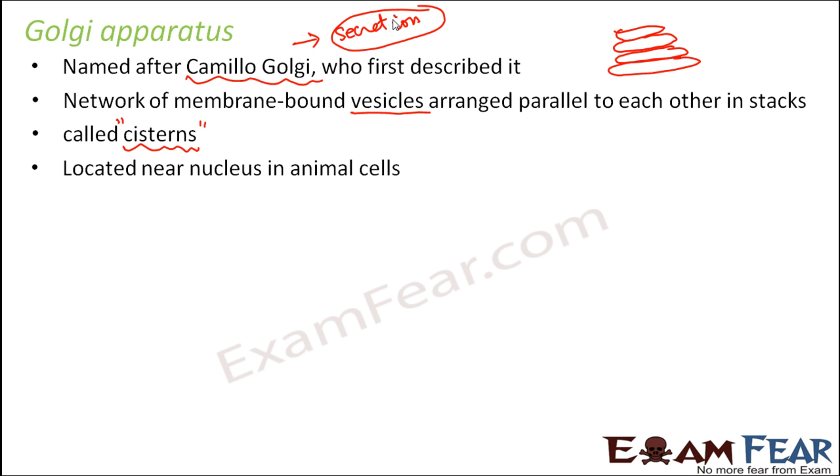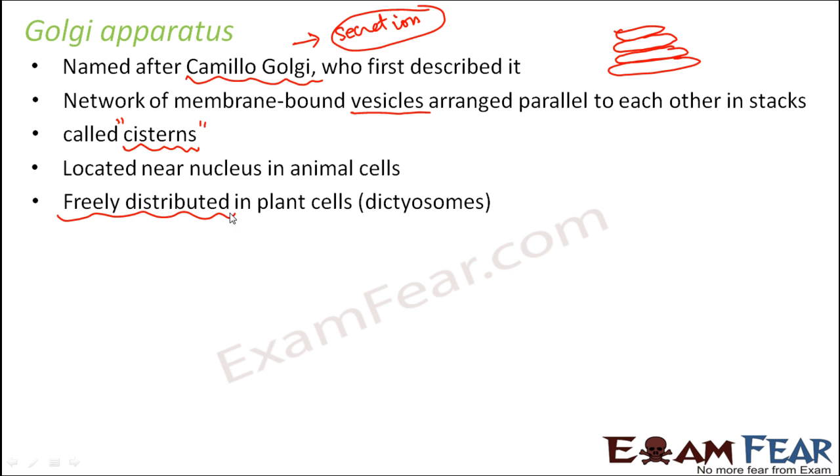But before that, let us see where they are located. They are also located near the nucleus in animal cells. In plant cells, they are freely distributed, and in plant cells they are often called dictyosomes. So the name of this particular cell organelle is different in plant cells and in animal cells. In animal cells, it is called Golgi apparatus. In plant cells, it is called dictyosomes, or it is also called Golgi body. These are different names for the Golgi apparatus.